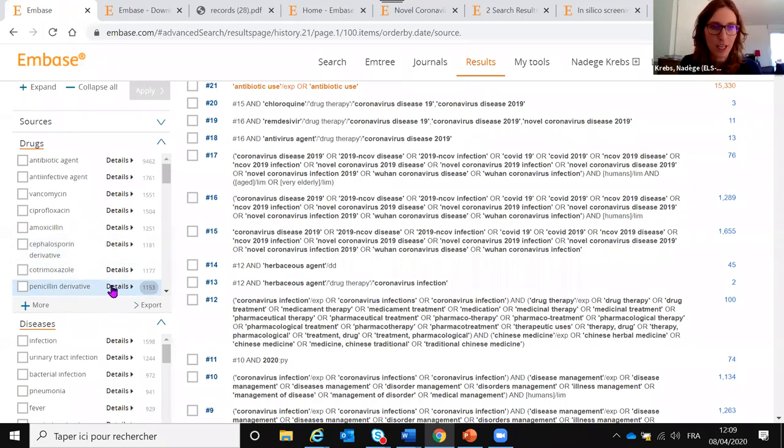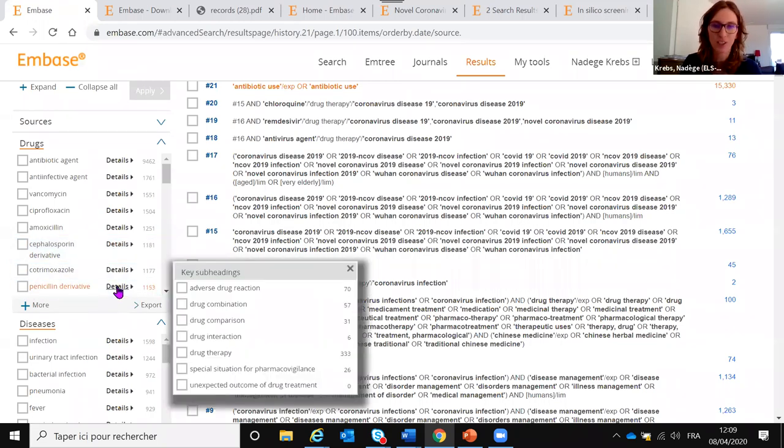Penicillin derivative. Okay. So if I click on details of penicillin derivatives, we see there are adverse drug reactions that are mentioned. That's probably normal because there are already people who are allergic to penicillin, so maybe they're also allergic to penicillin derivatives. If we want to focus on this one, I would check this one. If I want to see if it's combined with other drugs, I will check here. If it's compared, interacting, or drug therapy, or special situation, which one would you want me to click on?